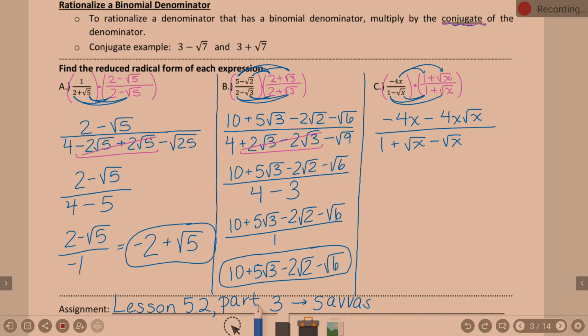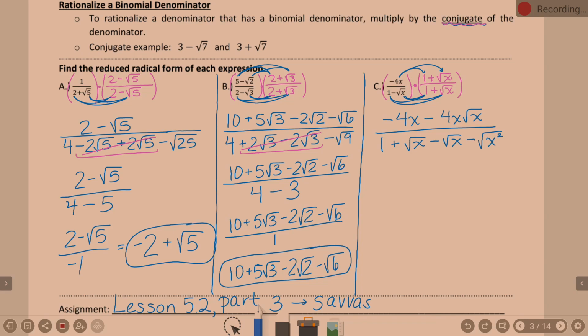And negative square root of x times positive square root of x. Negative times positive is a negative. Square root of x times square root of x is square root of x squared. Okay. A lot of x's. You just have to be careful.